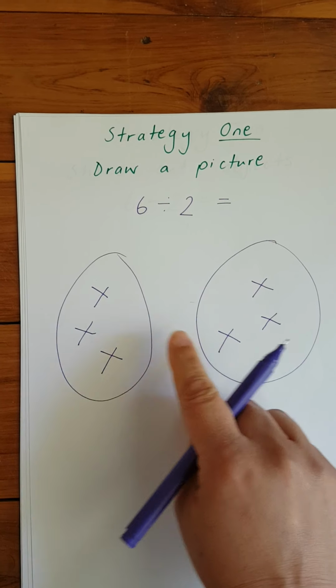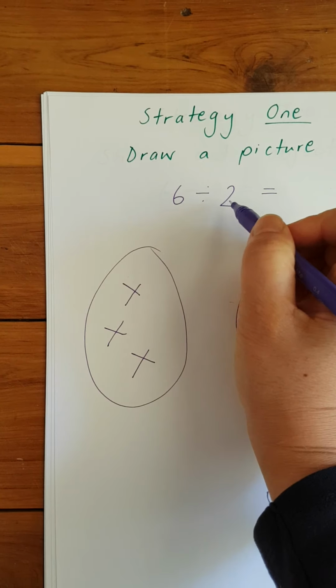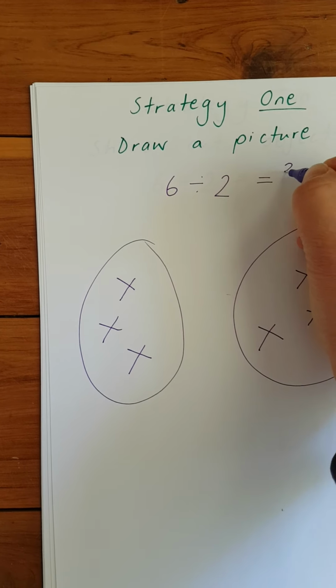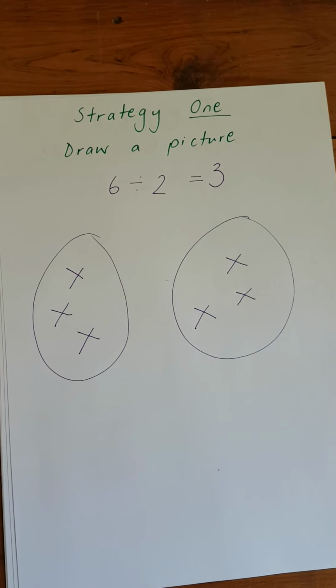So I've shared out 6 items equally into 2 groups, and I have 1, 2, 3 here and 1, 2, 3 here. So this is half of 6 and this is half of 6. 6 divided by 2 equals 3. Or I can say half of 6 is 3.